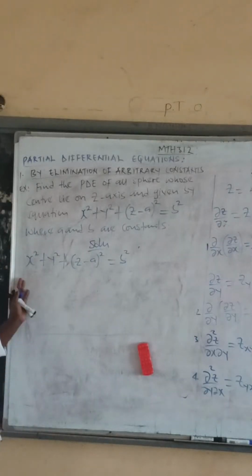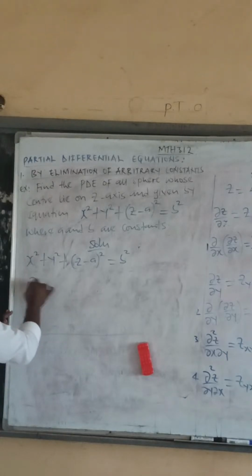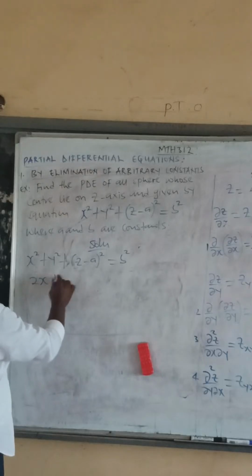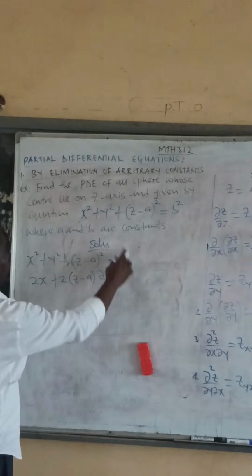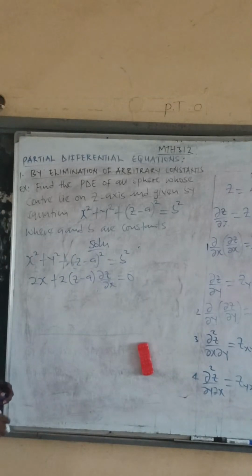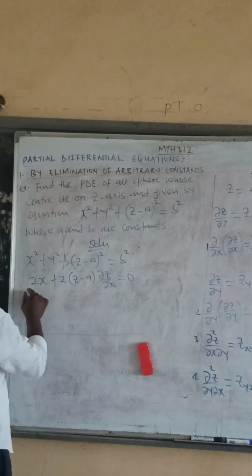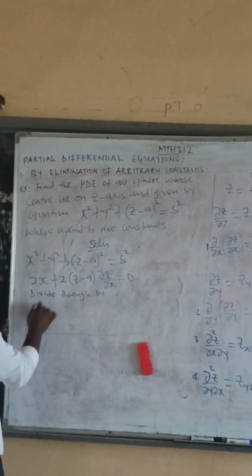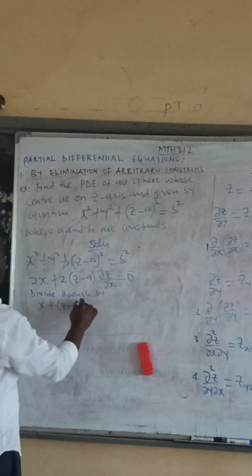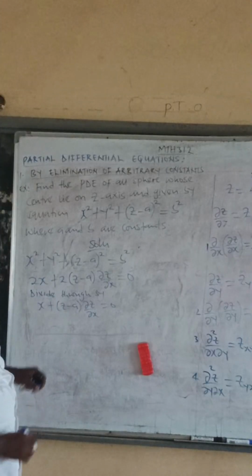Notice, we are using elimination of arbitrary constants. So now let us differentiate this function partially with respect to x. Here we are going to have 2x, here will be 0. Then plus 2(z minus a) partial z over partial x equals 0. Divide both sides by 2, so we have x plus (z minus a) partial z over partial x equals 0, right?